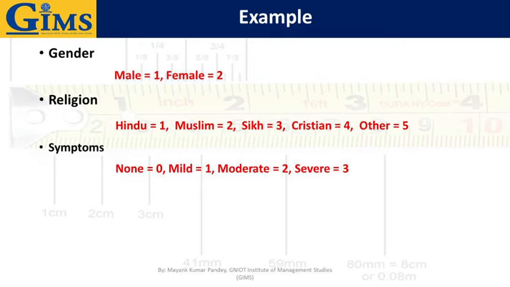So here what we do, we simply assign numbers. Like if somebody opted for male, we write 1 for male. If the respondents are female, we assign 2. Similarly for religion we assign numbers, there may be any number. I have written 1, 2, 3, 4 for different religions. Similarly I have written 0, 1, 2 and 3 for symptoms, right? In this way we can assign numbers and use them for statistical analysis.